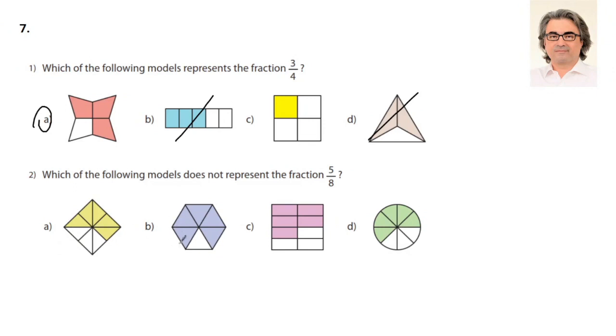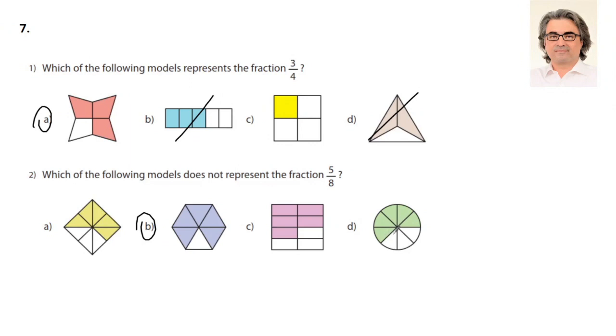What about this? In total, 1, 2, 3, 4, 5, 6. It's not 8. So this model doesn't represent 5 over 8. This is the answer. What about C? 1, 2, 3, 4, 5, 6, 7, 8. 8 is the total number of equal parts of the whole. What about 5 colored? I should see 5 colored pieces. 1, 2, 3, 4, 5. This is okay. C also represents the fraction 5 over 8.